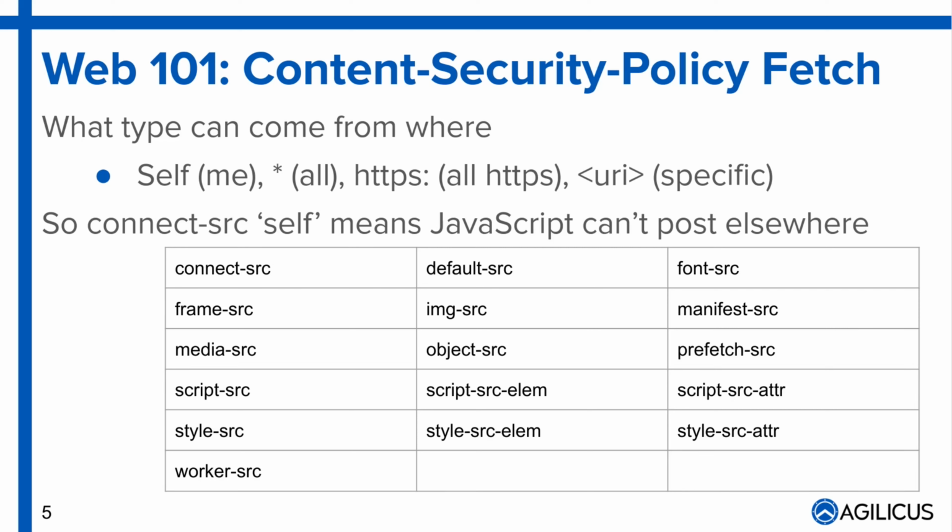As a developer of a website, you have to understand the tree of events that you want to occur. And it gets very difficult when you have third parties. And it's easy to throw up your hands and just put in star, but that's really not the best.